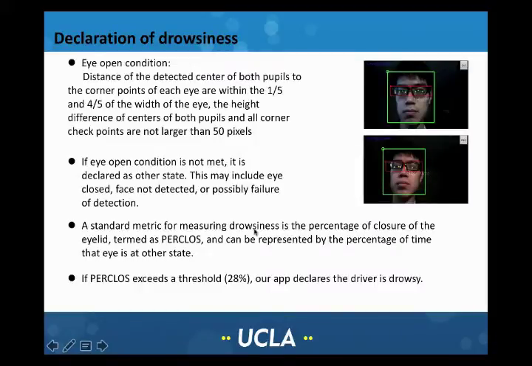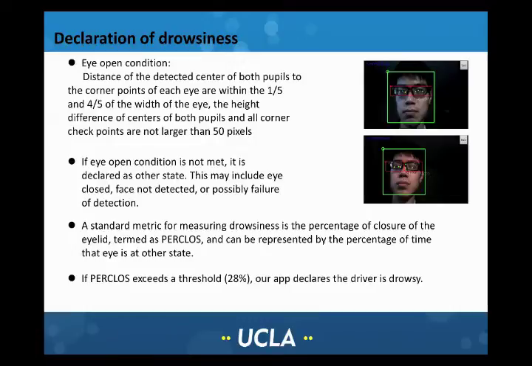The declaration of the drowsiness is explained below. The eye open condition is simply set as when the distances from the detected center of both pupils to the corner points of each eye are within 1/5 and 4/5 of the width of each eye. The height differences of the centers of both pupils and all corner checkpoints are not larger than 50 pixels. If the eye open condition is not met, it is declared as other state. This may include eye closed, face not detected, or possibly failure of detection.